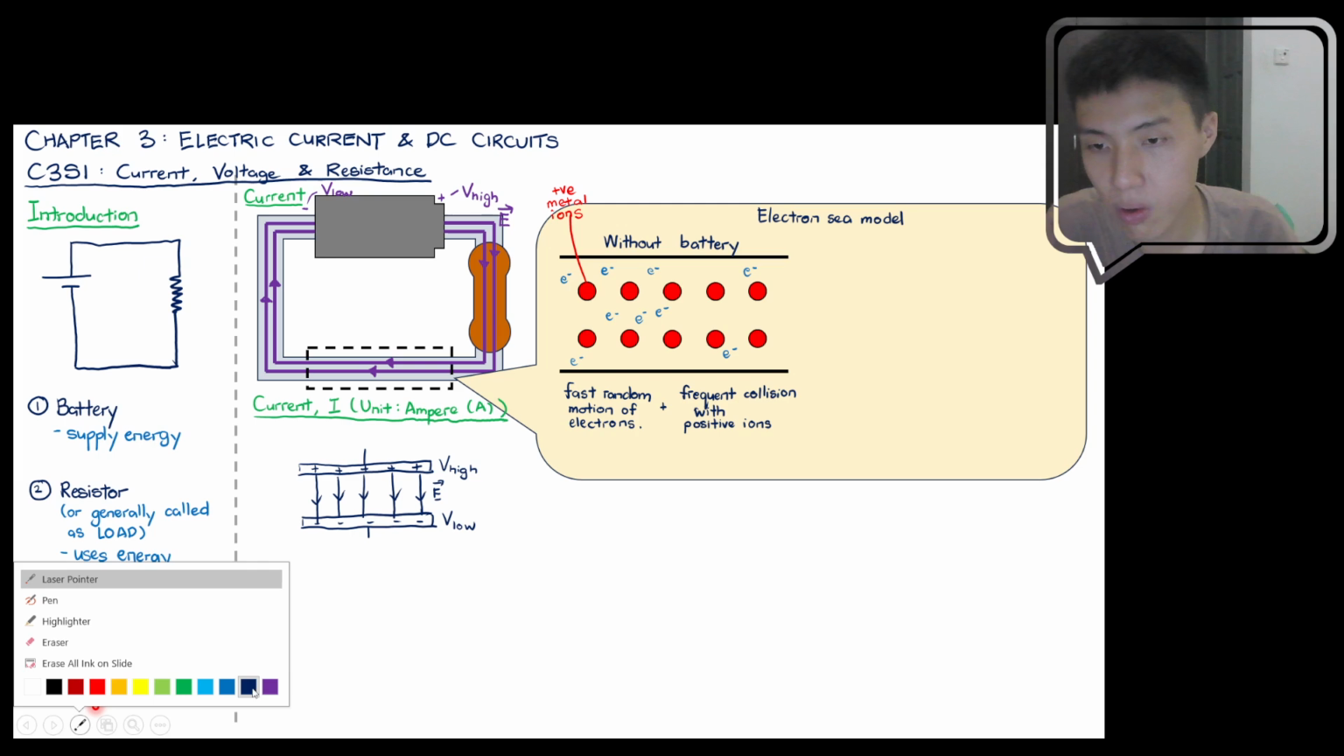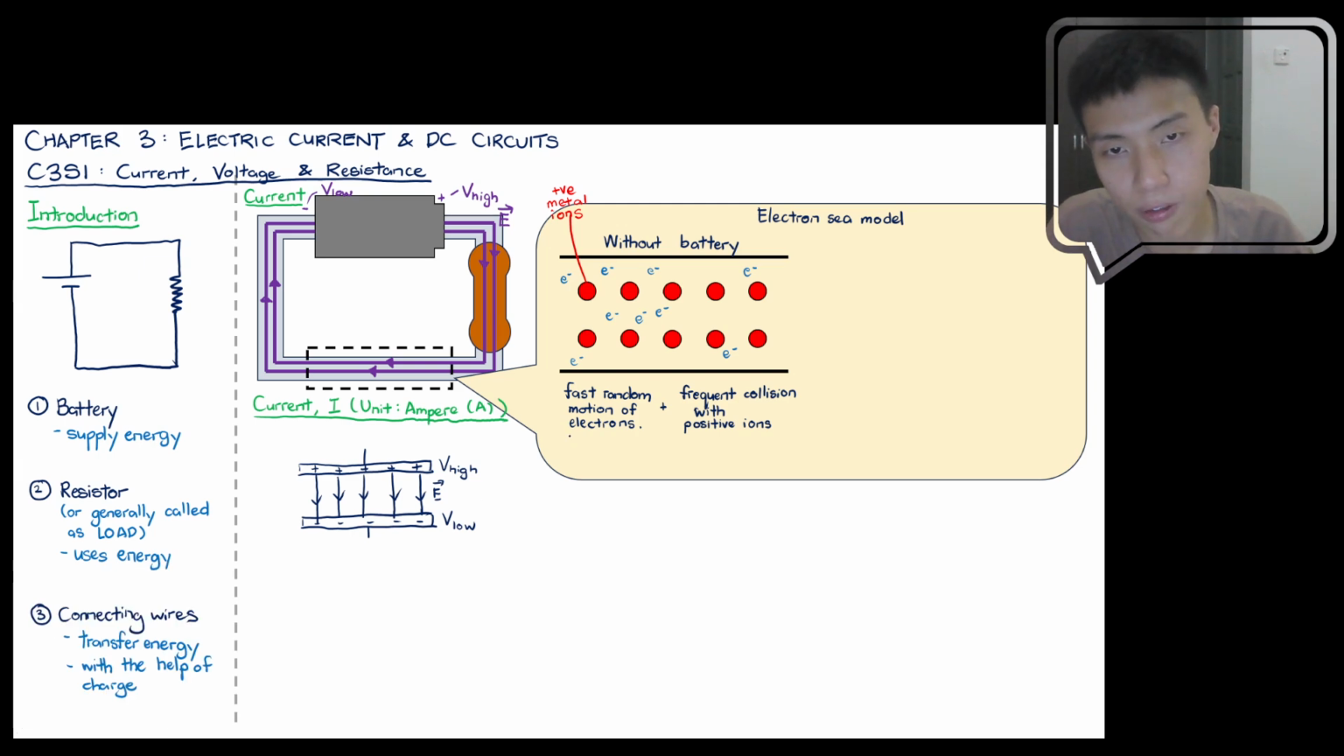Okay, so what we can say is, if we combine the fast random motion of electrons together with the frequent collisions with positive ions, well, nothing really happens. There's no drift to the electrons. You don't see them particularly move to the left, you don't see them move particularly to the right. They just bounce around in their own place.